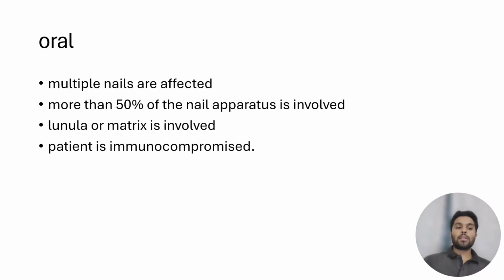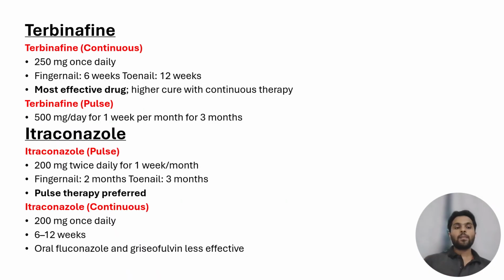Coming to systemic agents, they are used when multiple nails are affected, when more than 50% of the nail is affected, when the lunula or matrix is involved, and also when the patient is immunosuppressed. Terbinafine is more effective in the continuous method rather than pulse. It is given as 250 mg OD for 6 weeks for fingernails and 12 weeks for toenails. And it is the most effective drug for onychomycosis.